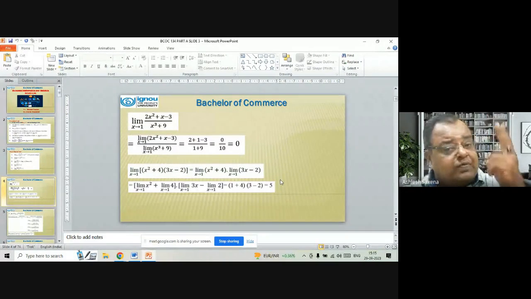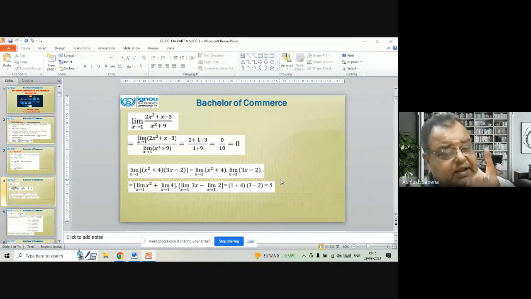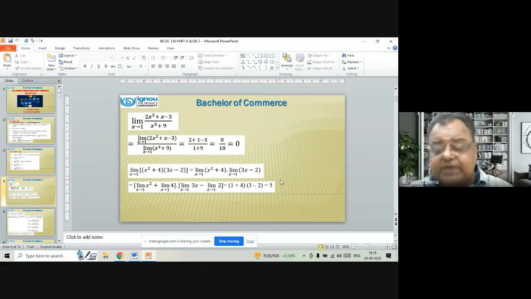These are the two basic types of problem. First one is in the division form, and the second one is in the multiplication form.